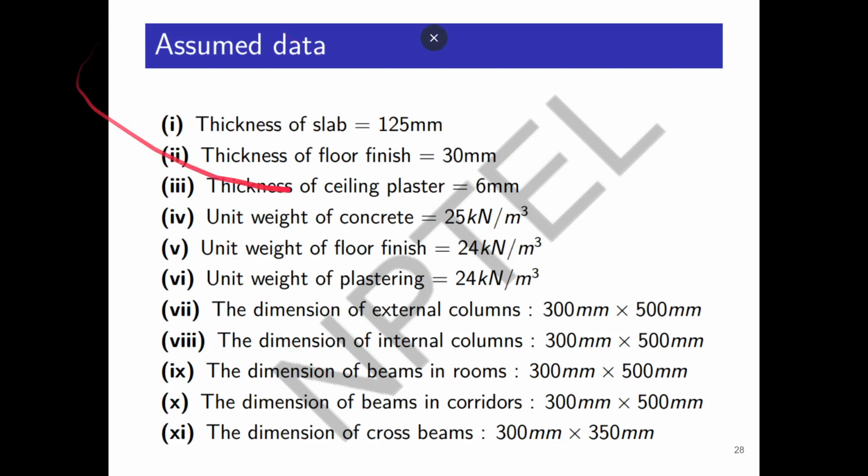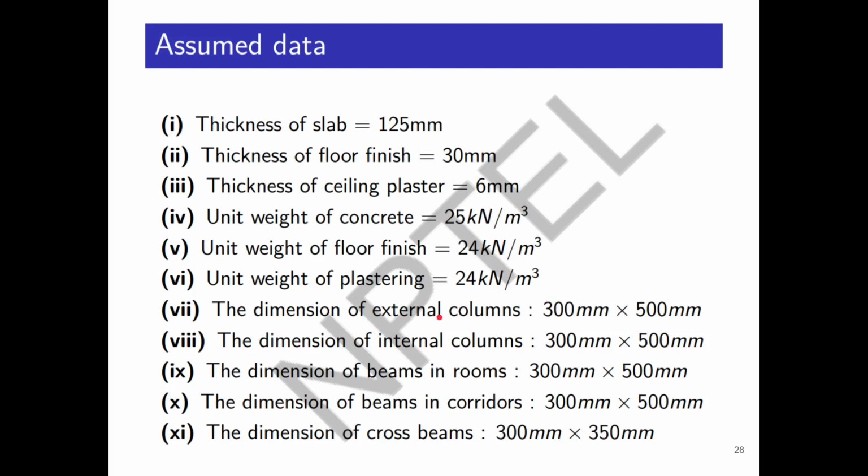And let us assume few more structural data, data of structural elements. So let us assume the thickness of slab is 125 millimeter, thickness of floor finish is 30, thickness of ceiling plaster is 6, unit weight of concrete is 25 kilonewton per meter cube, unit weight of floor finish is 24 kilonewton per meter cube, unit weight of plastering is 24 kilonewton per meter cube.